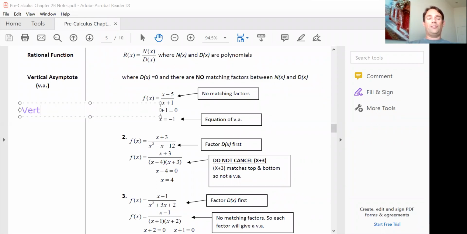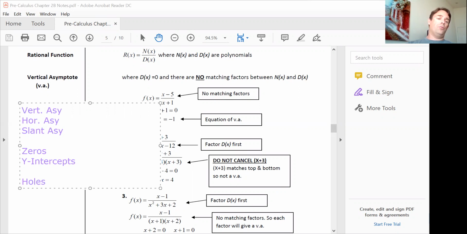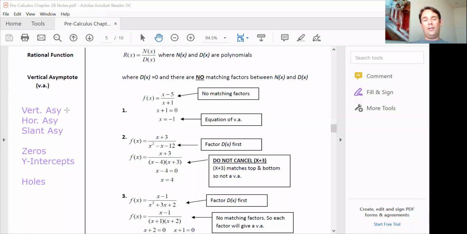We're going to talk about vertical asymptotes. We're going to talk about horizontal asymptotes, and we're going to eventually talk about slant asymptotes. We're going to talk about zeros. We're going to talk about y-intercepts. And then the last thing we're going to talk about are holes. So these are essentially the big ideas that we're going to be playing with.